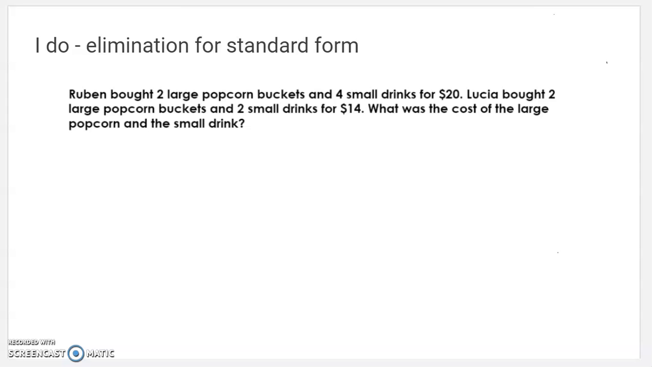So here's a problem we've already done before. Ruben buying the popcorn and the drinks, and then Lucia buying the popcorn and the drinks. What was the cost of each one? So we're going to make this our starting one with elimination, and I'm going to write the equations out. Remember, it was 2 times however much a popcorn costs, I'll do P, plus 4 times however much a drink costs, I'll do D, equals $20 for one person. Then the other person bought 2 popcorns and 2 drinks, and that was $14.